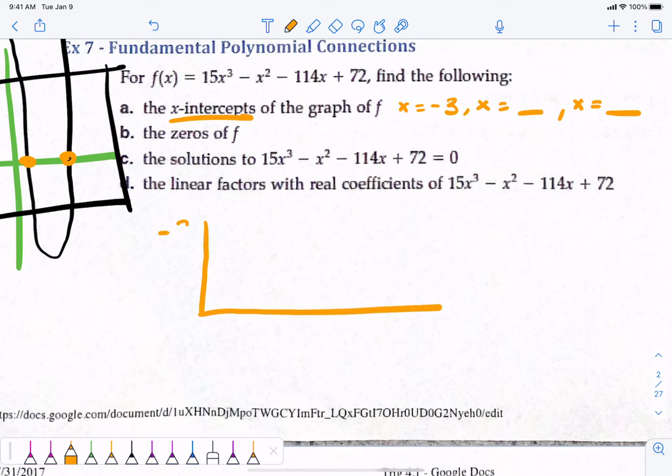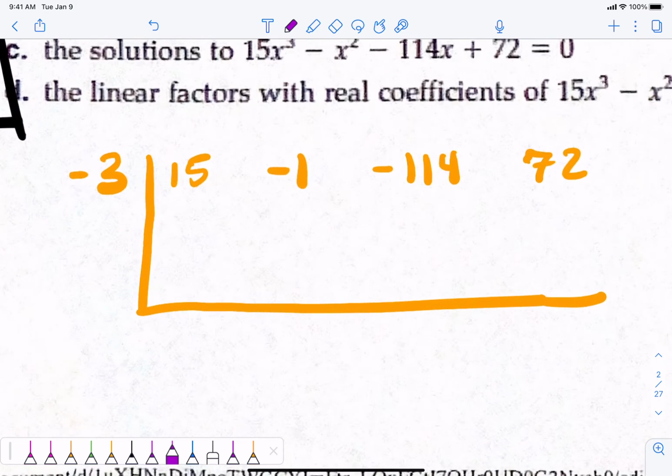Okay, so I'm going to put -3 over here, and I'm going to put all my other coefficients: 15, -1, -114, and 72. Do you see what I just did? -3 is one of my answers. We're going to divide him off. First thing, we drop down the 15.